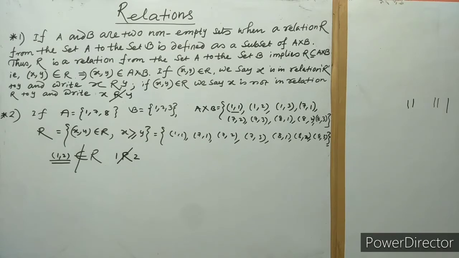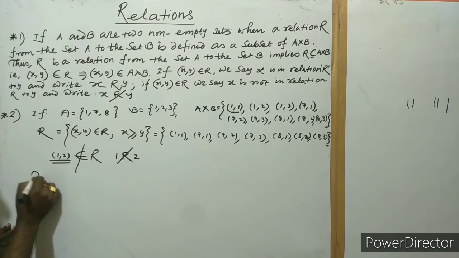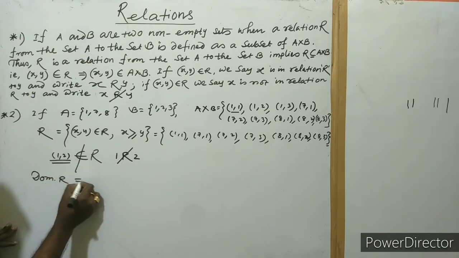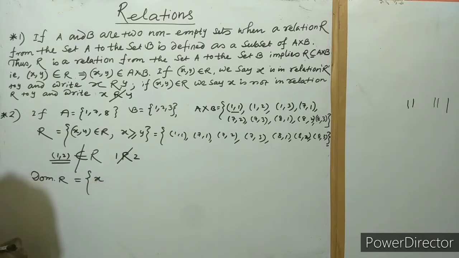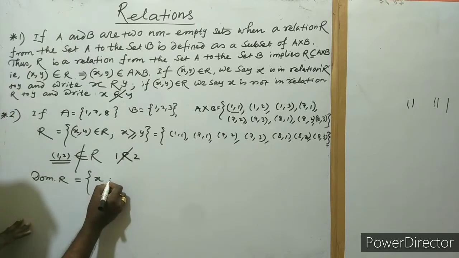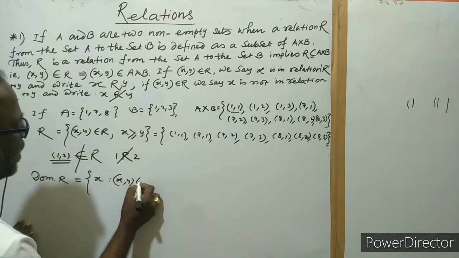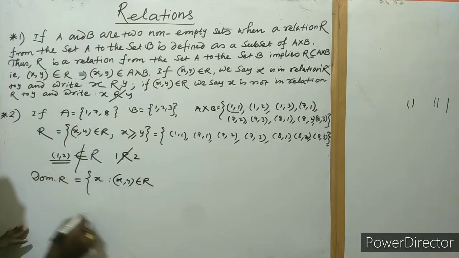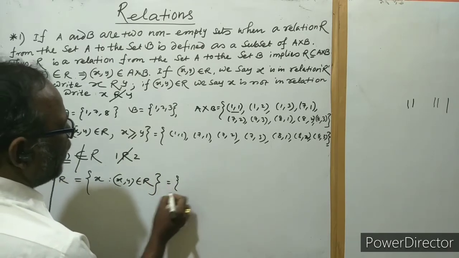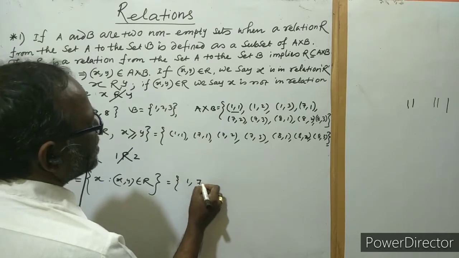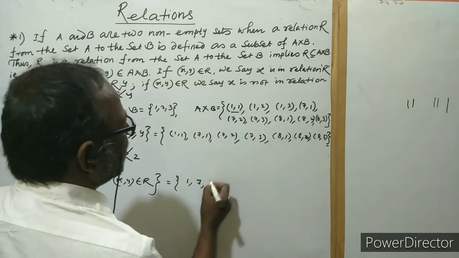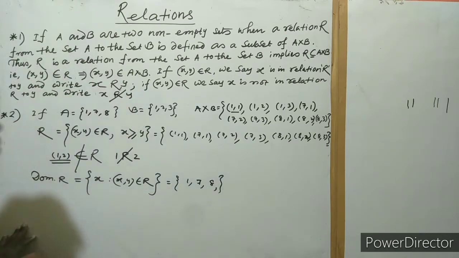Now we have to find the domain of R and also the range of R. The domain of R is the set of values of x, and the range is the set of values of y, such that the pair x comma y lies in R. The domain of R is the values 1, 7, 8, where 7 is not repeated.